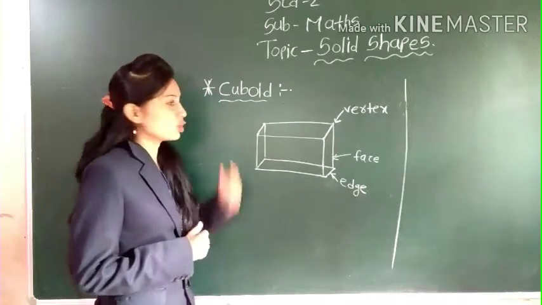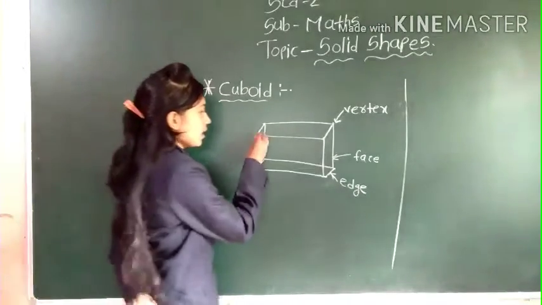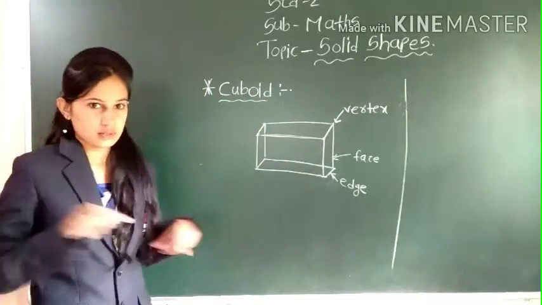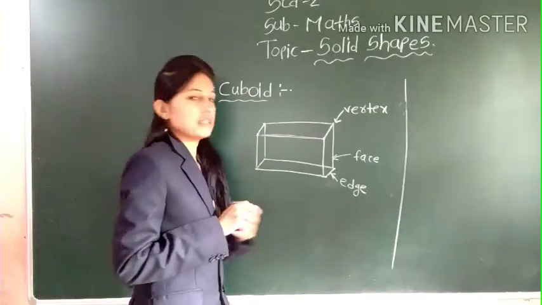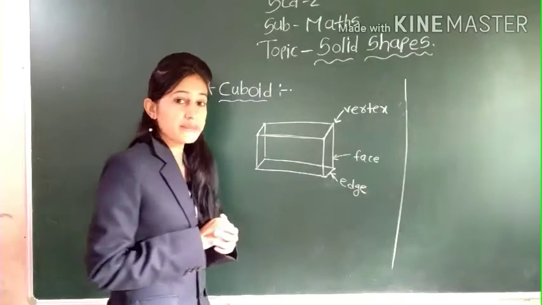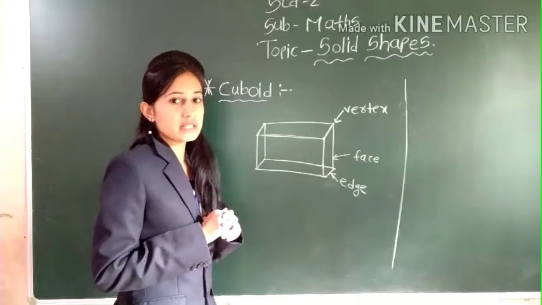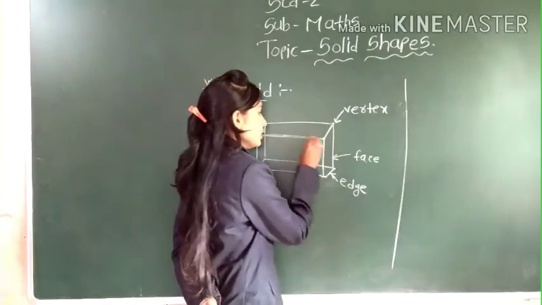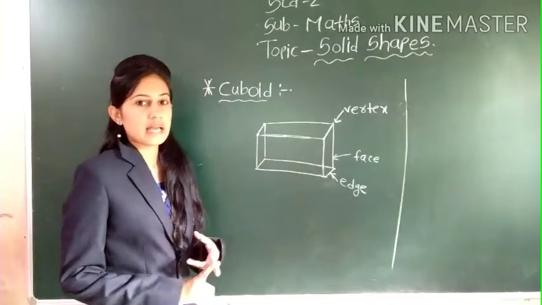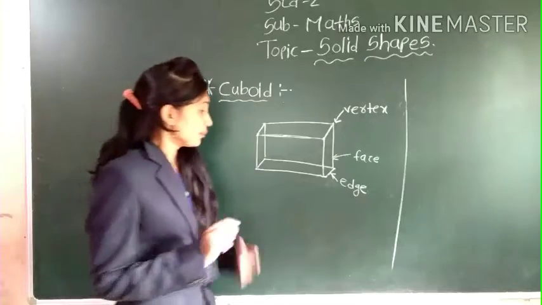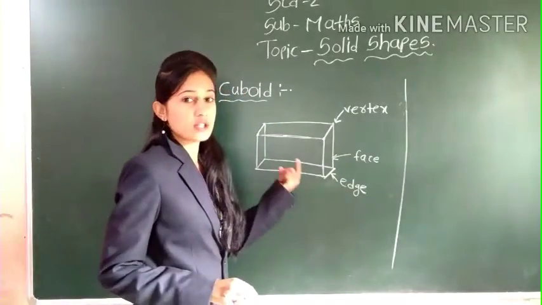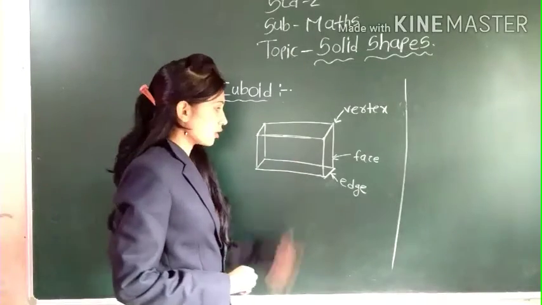So next, cuboid. This is the cuboid. A book has a cuboid shape. Bricks, you know bricks. A brick has a cuboid shape. Also, a cuboid is a solid shape.